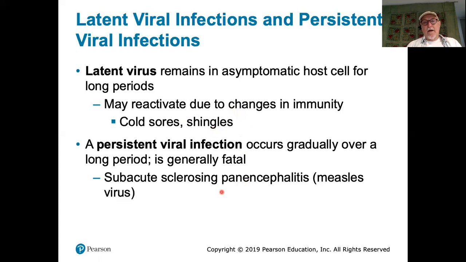There's one disease, I would say it's relatively rare, but something very important to think about. This is not a latent illness. This is a persistent viral infection. Some viruses persist for a very long time in a low-grade infectious state, and this is a very important one. It's called subacute sclerosing panencephalitis, and it's a result of infection by the measles virus.